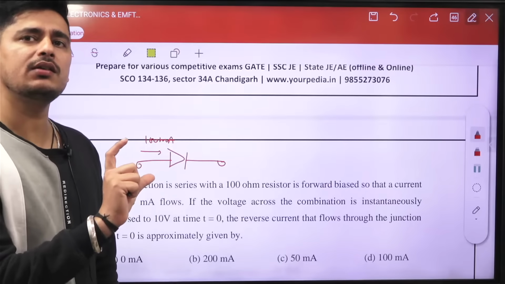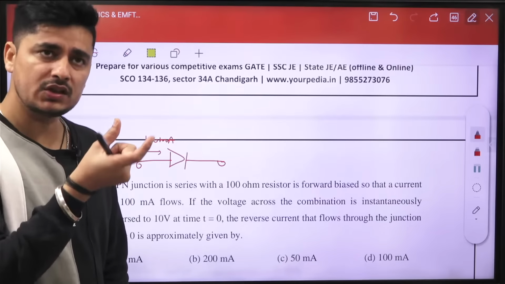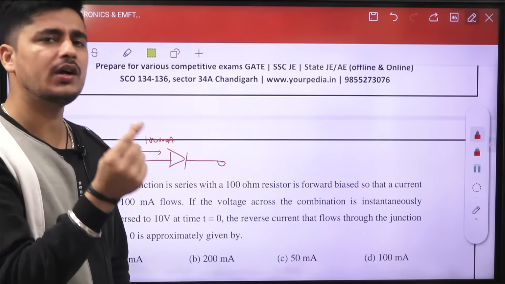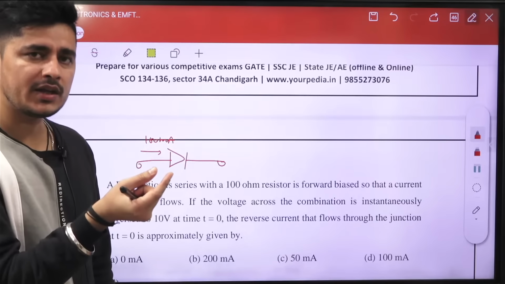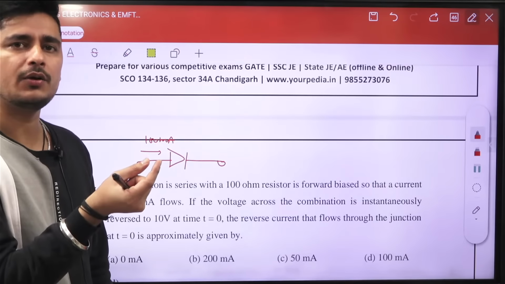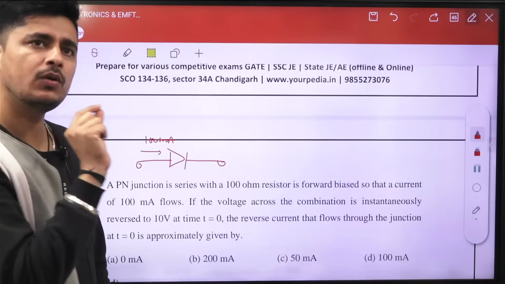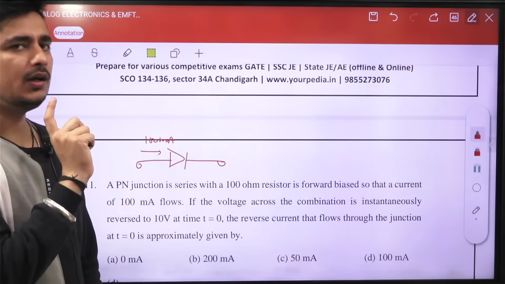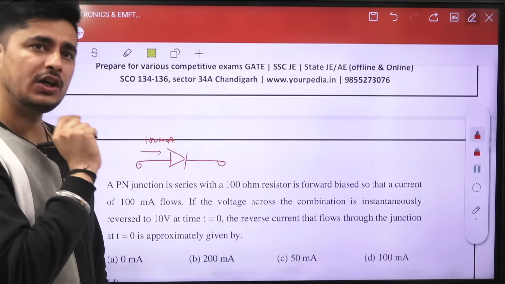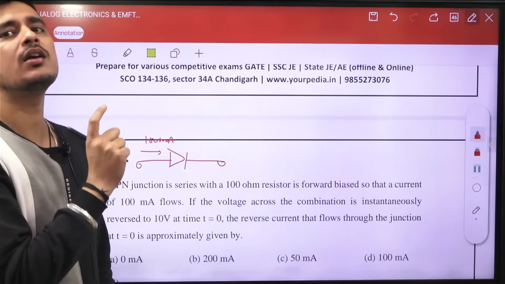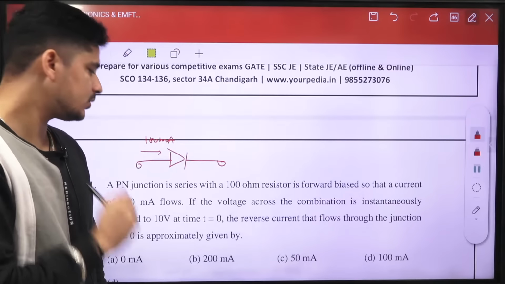As you suddenly reverse bias this diode, at that particular time it will not become reverse bias. It will take certain time, that is called the transient time of the diode. During this transient time the current will flow in the same direction. It means if 100 milliampere current is flowing through that diode, it will continue until the transient time is completed. As the transient time completes, the current becomes zero, right?